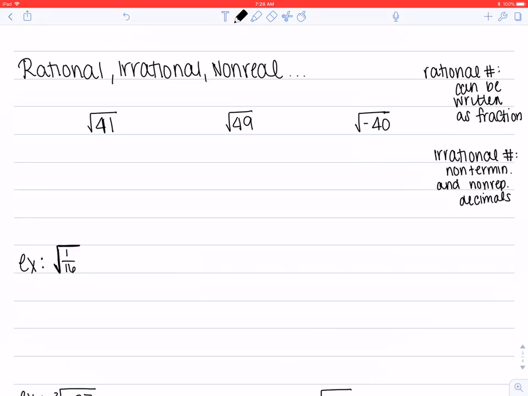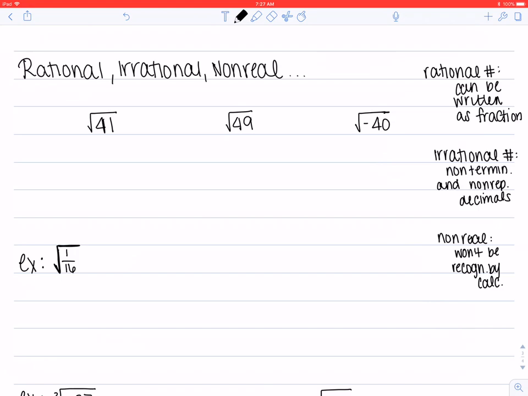Anything that looks crazy and takes up the whole screen is probably an irrational. And then non-real just means that it's not going to be recognized by your calculator at all. It's going to have what's called an i, and we'll learn about that at the end of the chapter. So you have those three types of numbers.